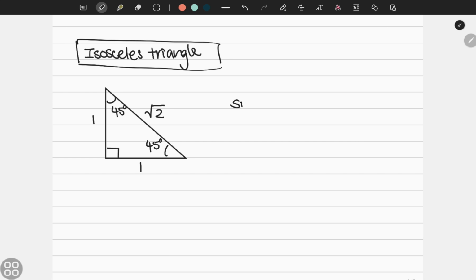So if I want to calculate the value of sine 45 degrees, that would just be opposite over hypotenuse, which is 1 over square root 2. Similarly, cosine 45 degrees, that is adjacent over hypotenuse, and that will give me 1 over square root 2 as well. Lastly, tangent 45 degrees, that's 1 over 1, which will be simplified to be 1.